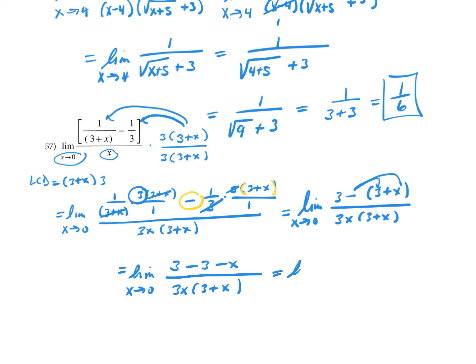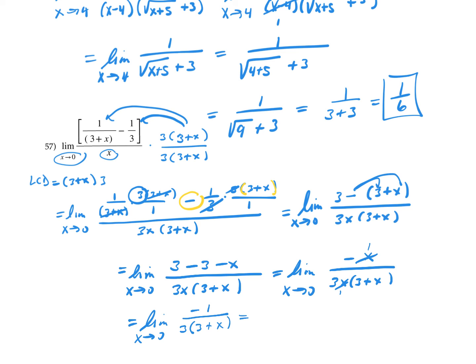So that is going to leave us with a limit as x approaches 0 of negative x over 3x times 3 plus x. Those x's divide. All right, so we have the limit as x approaches 0, negative 1 over 3 times 3 plus x. And finally, we're ready to plug 0 in for x. So it gives us negative 1 over 3 times 3 plus 0, or negative 1/9. And that's it.